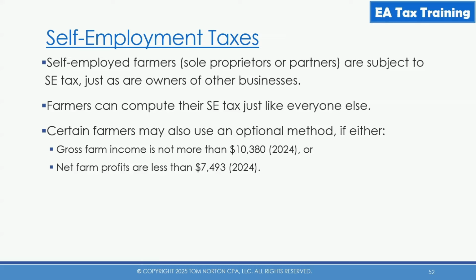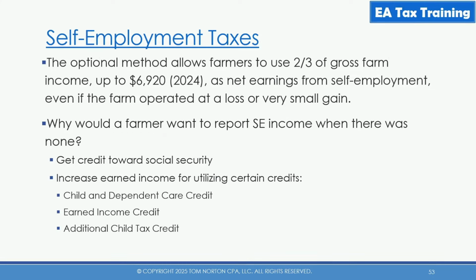This allows them to report some self-employment income even though they don't actually have any or don't have very much. So what they do is, under this optional method, they use 2/3 of their gross farm income up to $6,920 as net earnings from self-employment, even if the farm operated at a loss or a very small gain. So we did talk about this concept also back in part 1, but it does apply very often to farmers.